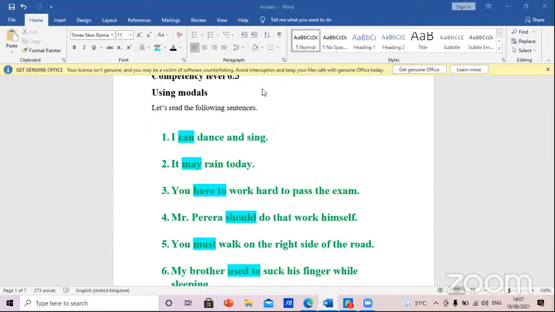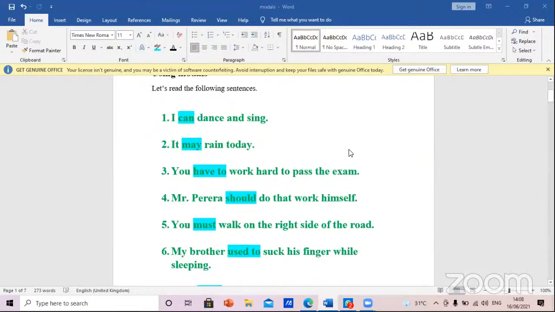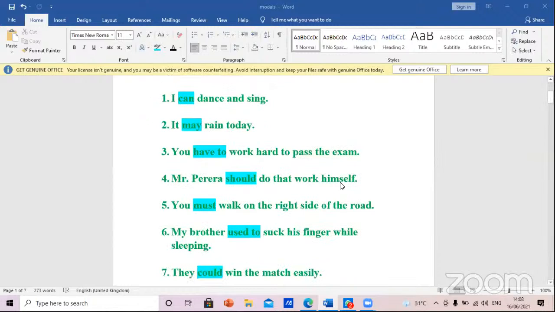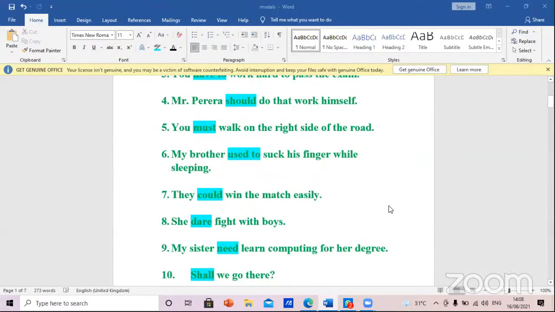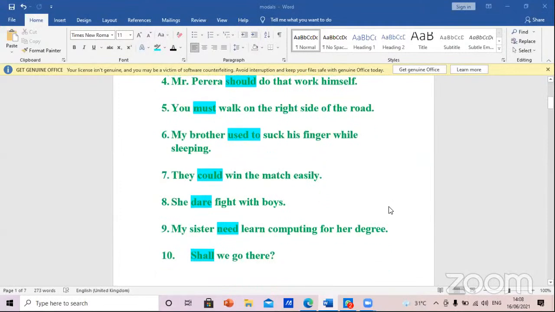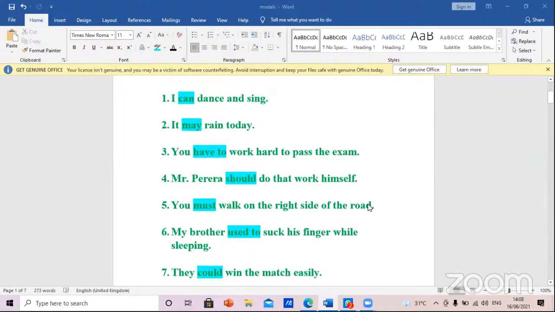If you notice each sentence, I have highlighted one word from each sentence. Number one, can. Number two, may. Number three, have to. Number four, should. Number five, must. Number 6, used to. Number 7, could. Number 8, dare. Number 9, need. Number 10, shall. These are some of the models, not all. Basically, we consider there are 14 models, but here I mention only 10.